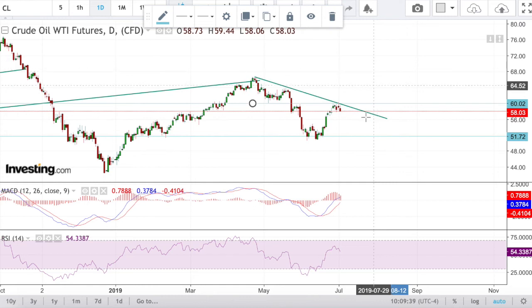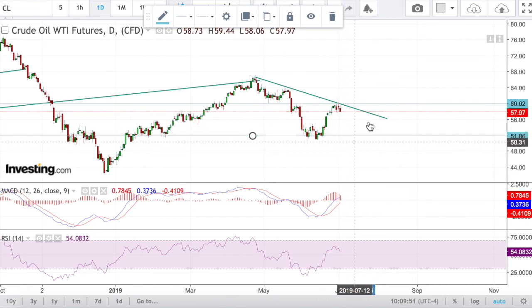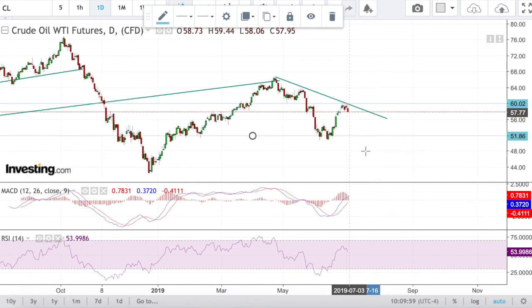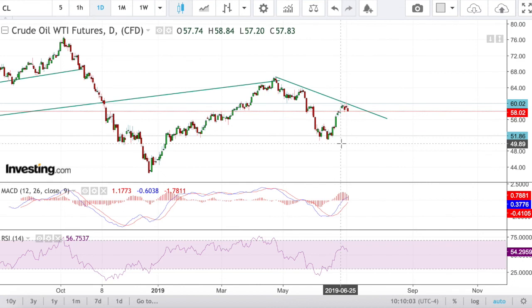So that's another thing I'd like to say. The stop at 60, and the target of 51.6 seems pretty reasonable. So a nice trade setup here with a good risk-reward ratio. I know you guys like these kind of precise level stops and targets. So that's about it on crude oil.